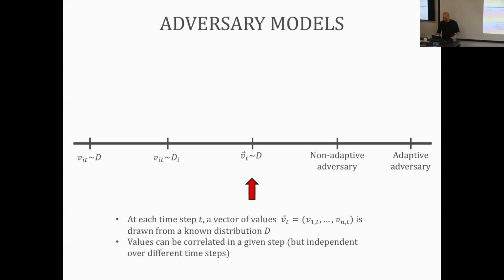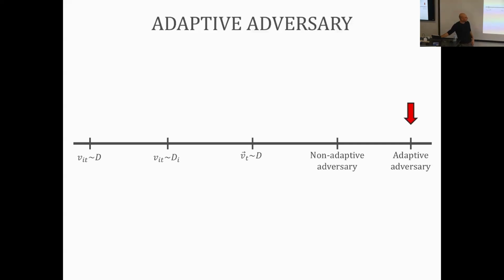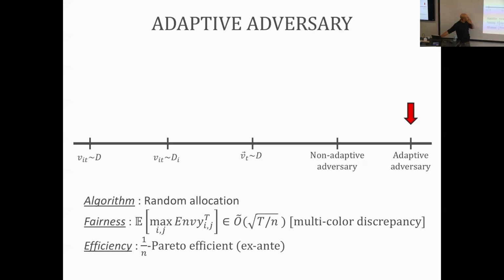Fair enough. Okay, let's talk about results. Let me start with the strongest possible adversary. An algorithm that sounds like a good benchmark, at least, though you wouldn't reasonably suggest this to anyone, is random allocation. Give each item to an agent at random. For this algorithm, the fairness guarantee is that the expected max envy is, hiding log factors, root t by n, where t is the number of items and n is the number of agents. Think of it as coming from random walks; precisely, multicolor discrepancy is what causes this.